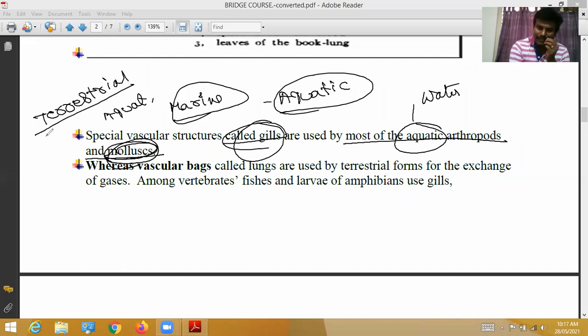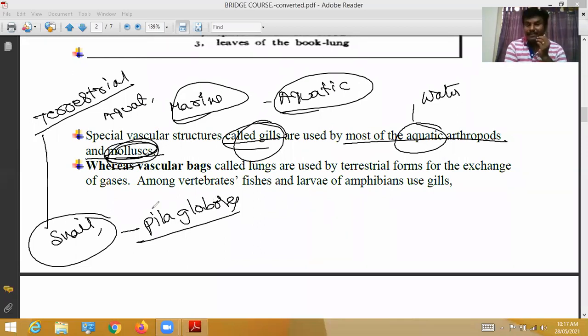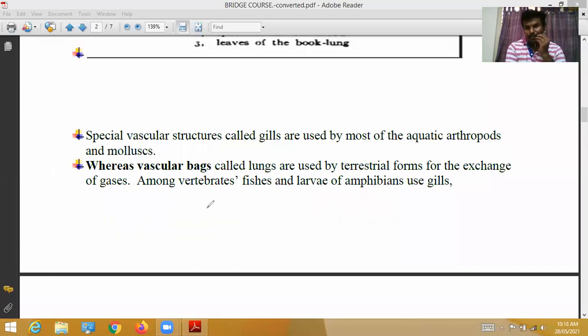Some live in terrestrial habitats, for example the snail. The snail's scientific name is Pila globosa. In some areas, snails are consumed by human beings. Next, octopus. You might have seen octopus in pictures or in movies. Octopus belongs to the phylum Mollusca. There is more and more information about molluscs, which you will study in first PUC. Those all show gills.